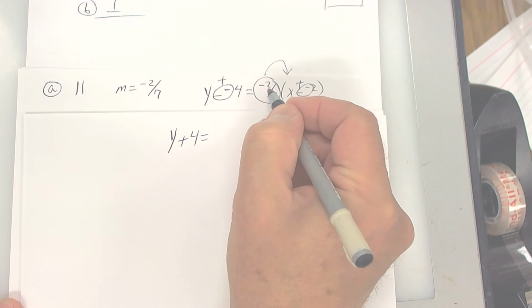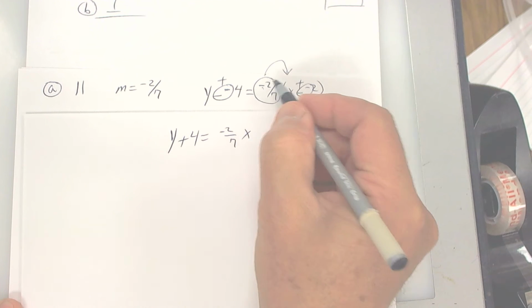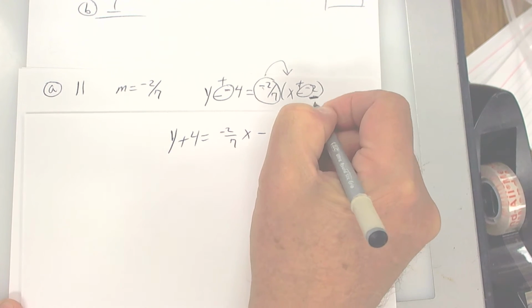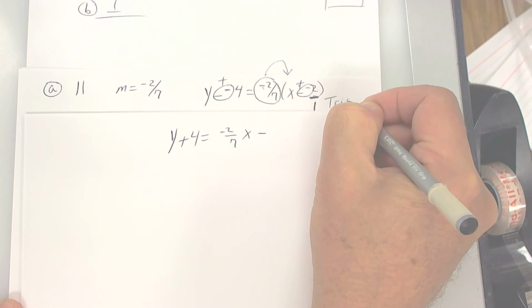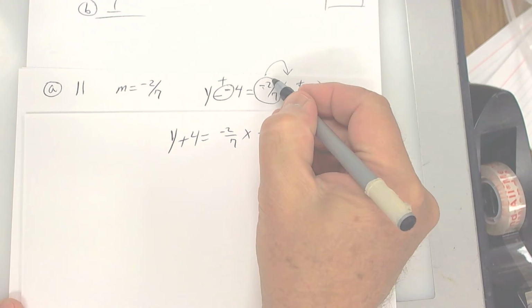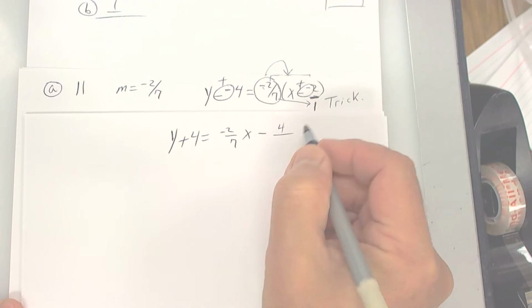So I'm going to say negative 2 over 7x. A negative times a positive is a negative. Put a 1 under here. That's the trick. No treat, just a trick. So it's going to be 2 times 2 is 4. And 7 times 1 is 7.